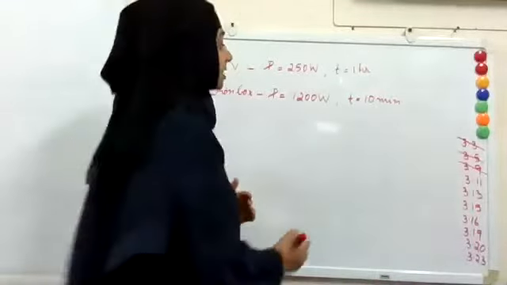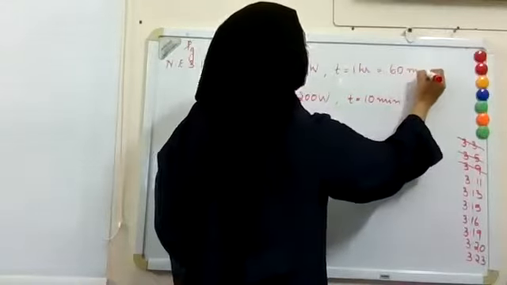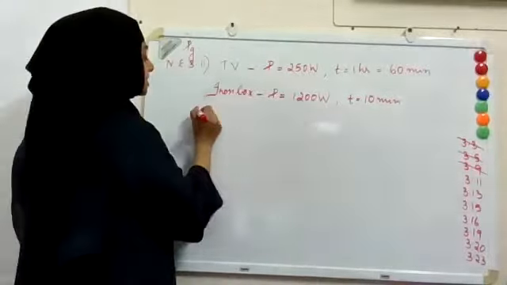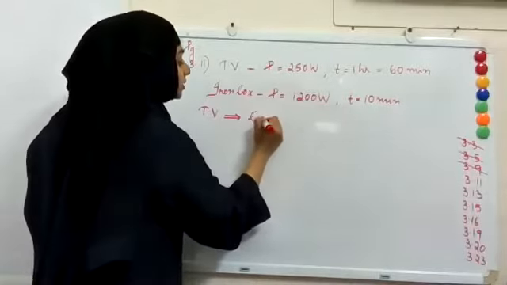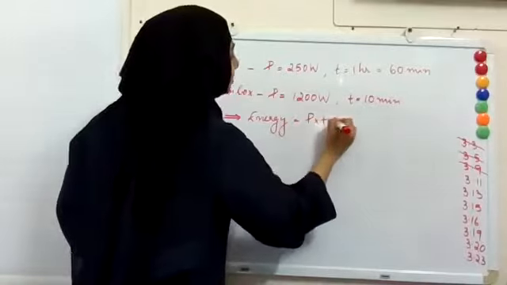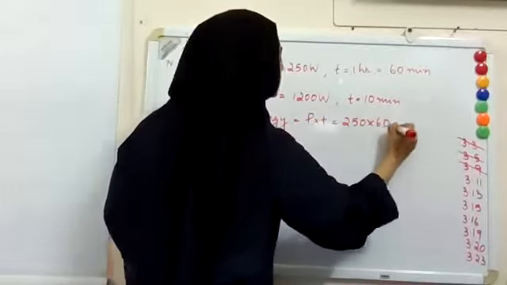Yes, so we can represent 1 hour as 60 minutes. So both of them now have the same unit. So for the TV, the energy used is equal to power into time, which is 250 times 60.